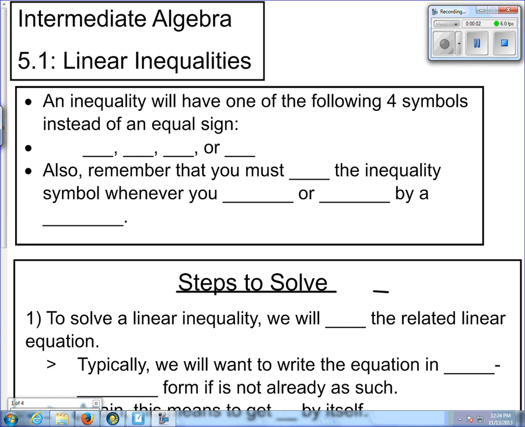Okay, today we're going to look at section 5.1, which is kind of just an extension of what we did last chapter with the equations. So if you feel pretty good about chapter 4, this should go pretty well. So if you would, notes out in front of you, and then fill this out with me.